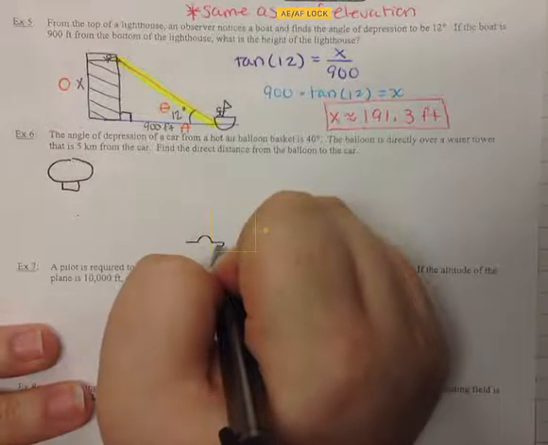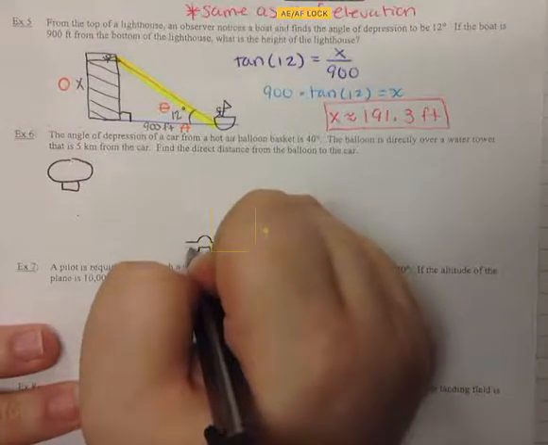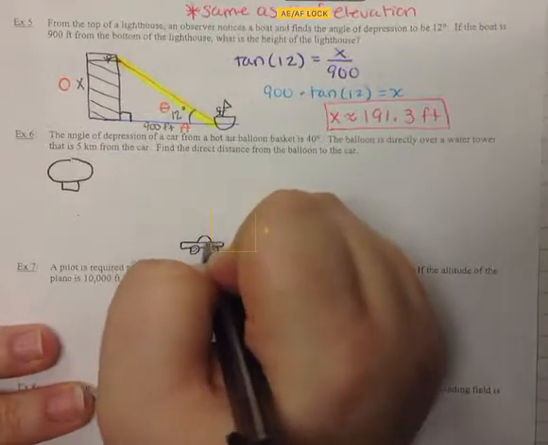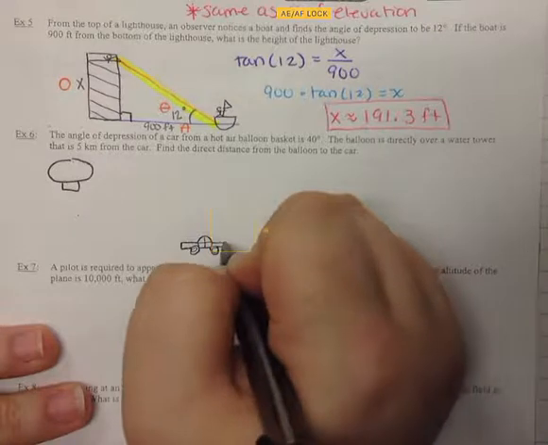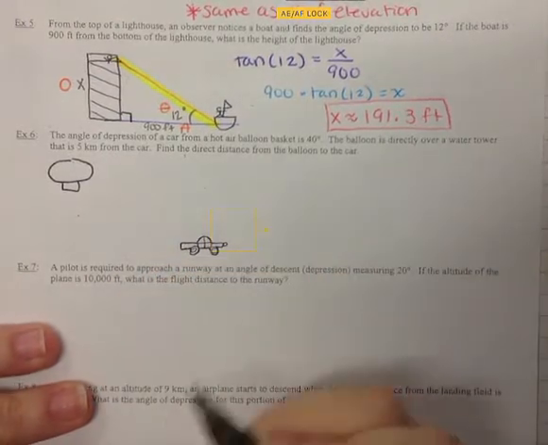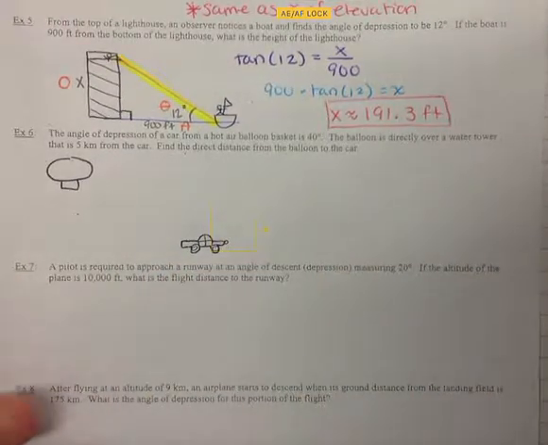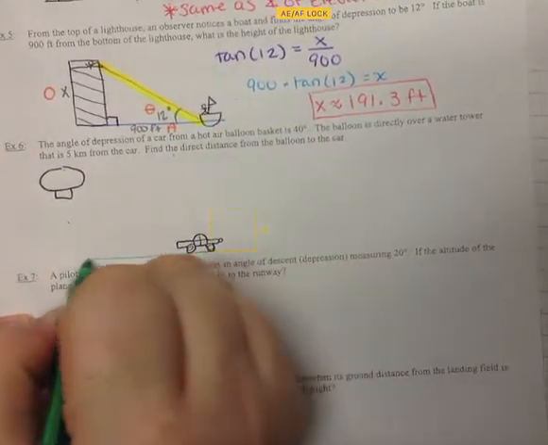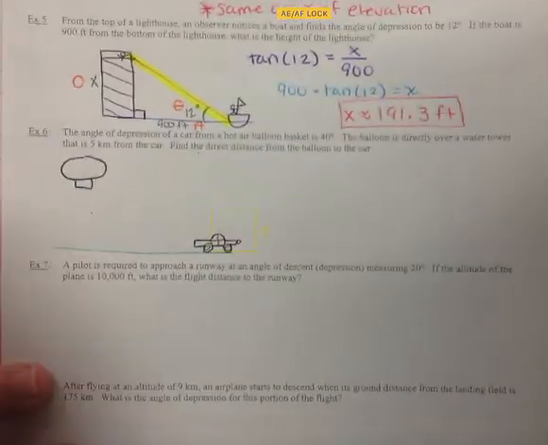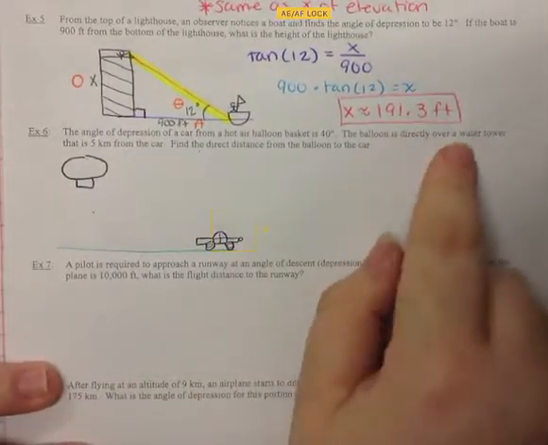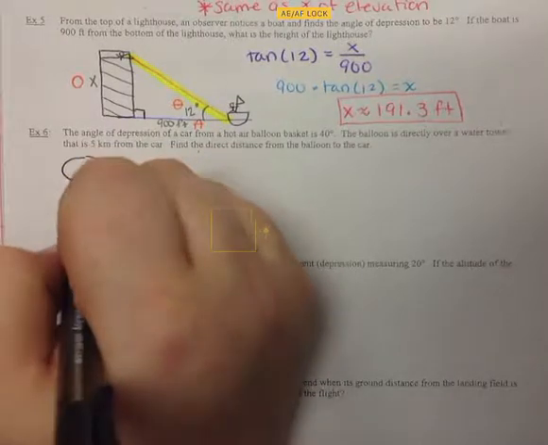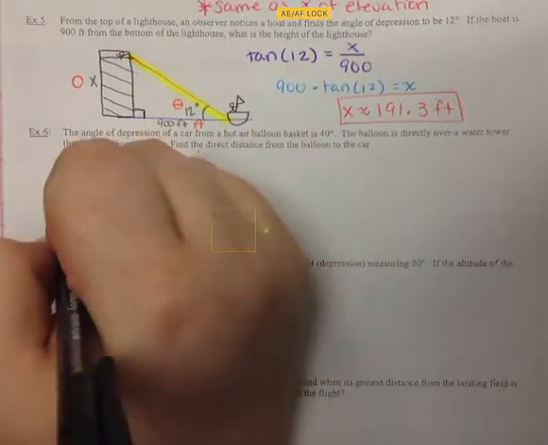You do not have to actually draw an actual picture, but I just want to. So we have our car, but the car has to be on the ground, because we know it's not just floating in midair. Then it also says the balloon is directly over a water tower. So the balloon is directly over the water tower. So here's my water tower.